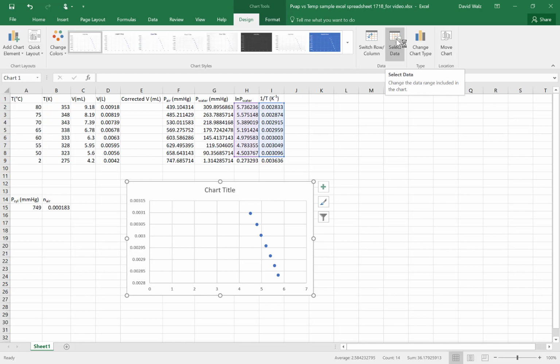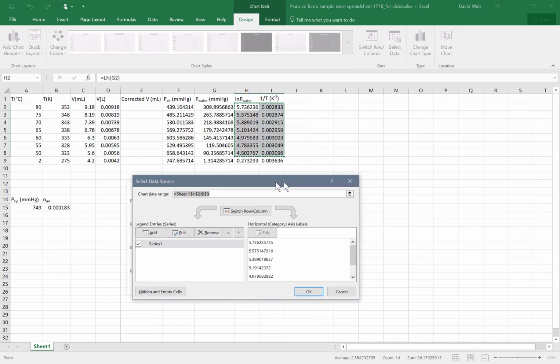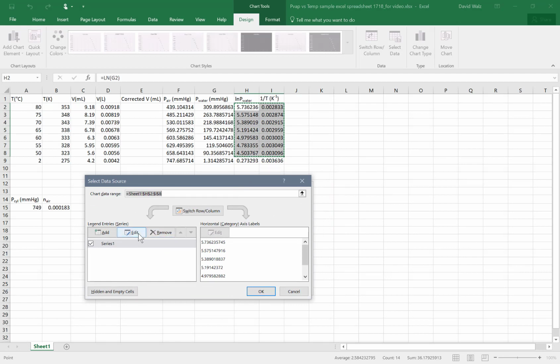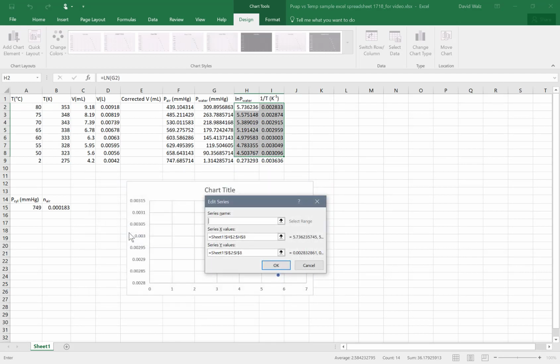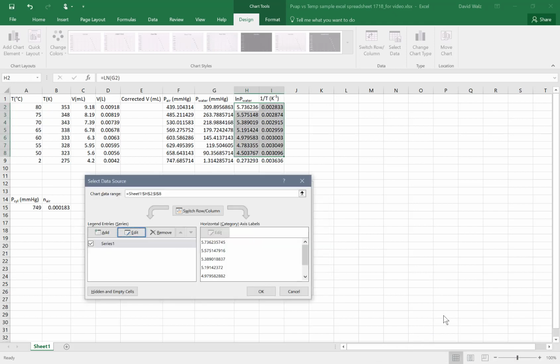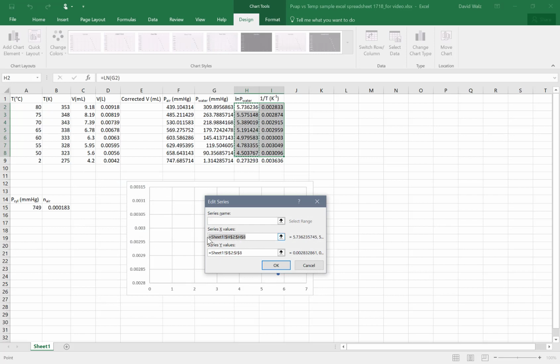So I'm going to go here and go select data because it selected them incorrectly. So what I'm going to do now is go to edit, and it says select range. So I hit this select data, and this box opens up. So now I'm going to select edit. I'm going to highlight these because see how these dotted lines are going around. It's telling me it's plotting the natural log data values on the x-axis, and I don't want that.